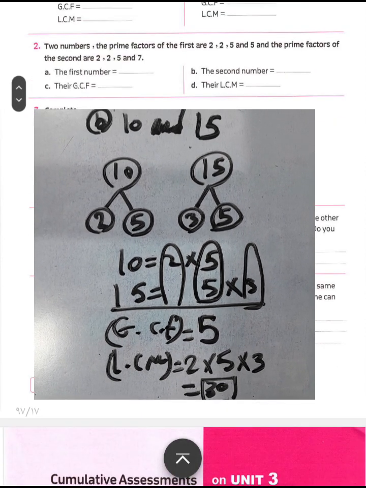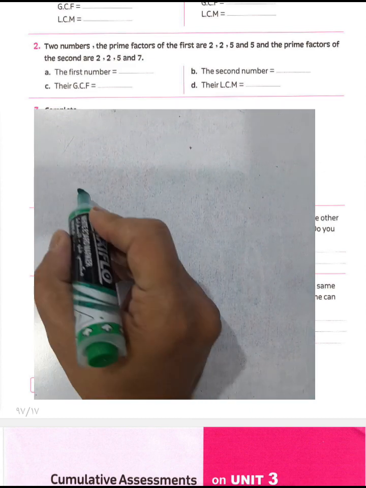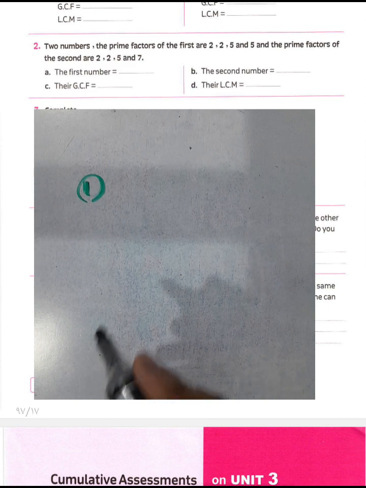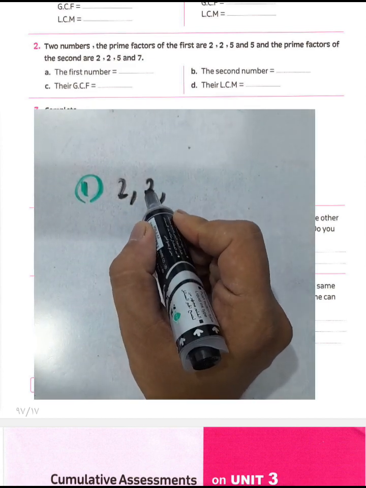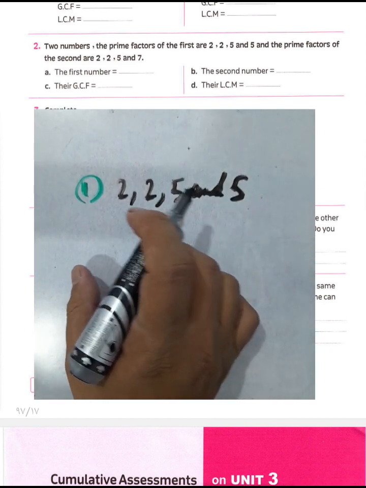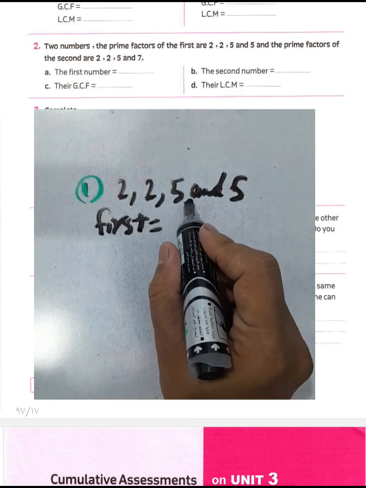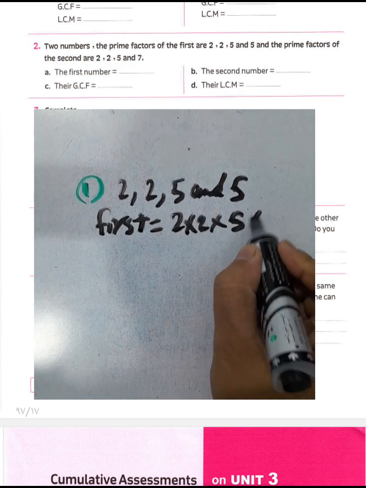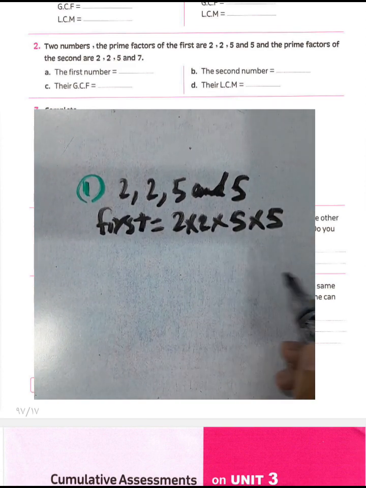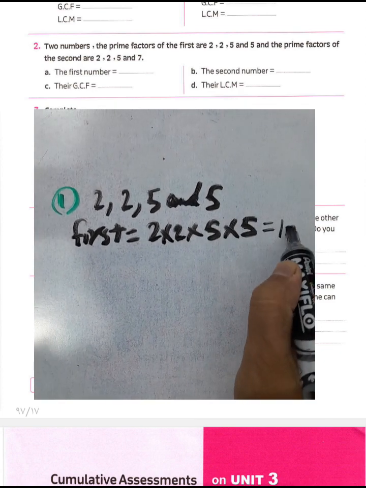Look at the next question. Question number 2. Two numbers: the prime factors of the first number are 2, 2, 5, and 5. You can find the first number by multiplying all the factors. The first will equal 2 times 2 times 5 times 5. We know 2 times 2 equals 4, and 5 times 5 equals 25. 4 times 25 equals 100.